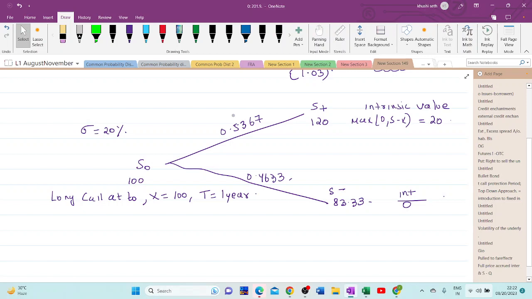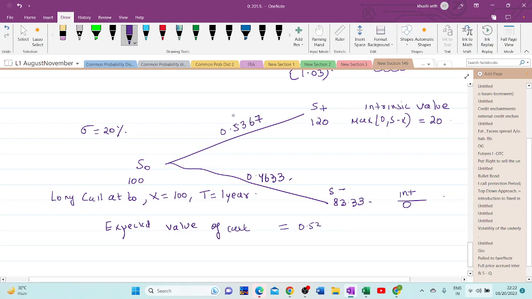0.4633. So the expected value of the call in 1 year is 0.5367 into 20 plus 0.4633 into 0. So 0.5367 into 20, that is 10.734. Now this is the expected value of the call in 1 year, right. At the end of this 1 year, 10.734.